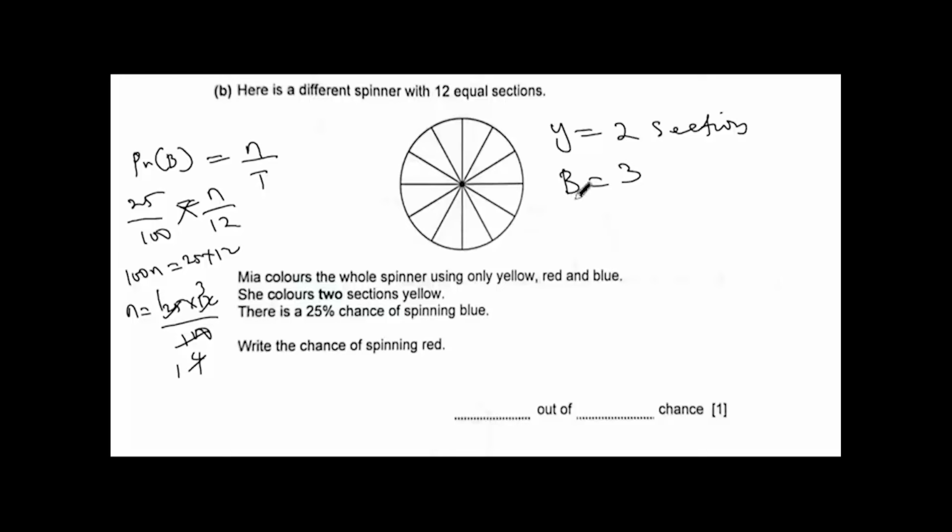Okay, so automatically we have to write the chance of spinning red. So blue is 3 sections, okay. So we have out of 12, yellow is 2, blue is 3, that is 5. Okay, so that means red will be what? Red will be 7 out of 12.